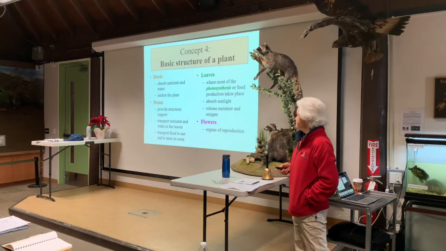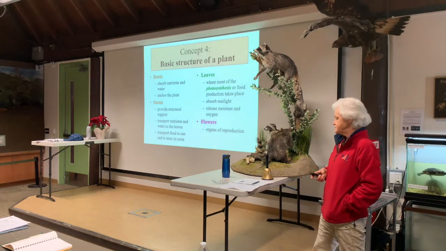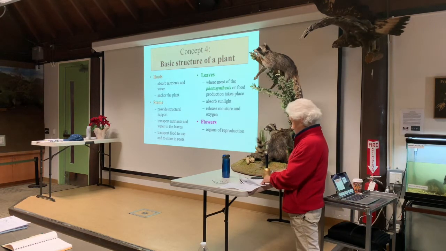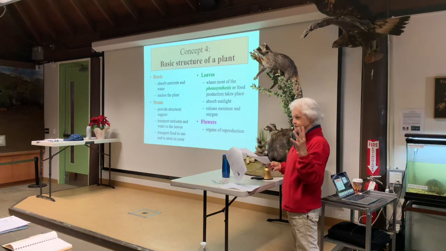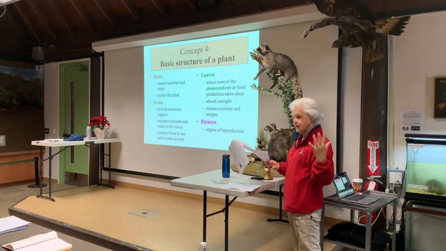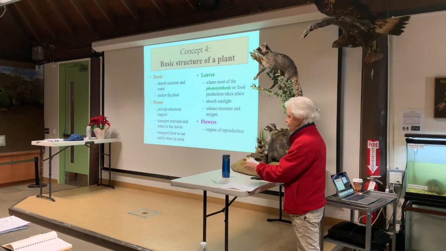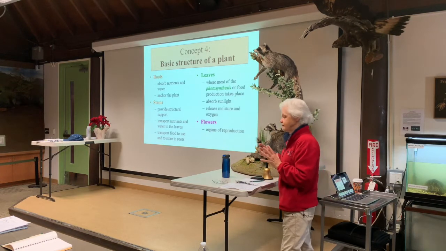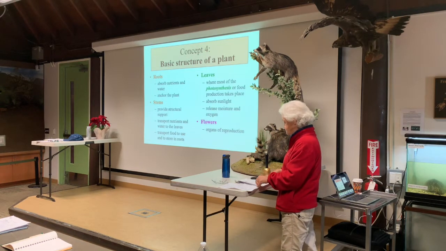Then the leaves, that's where most of the photosynthesis occurs. And that's where they absorb sunlight. That's why you always see the canopy, the bigger leaf, on the outside, you know, they grow in the direction of where they get light.